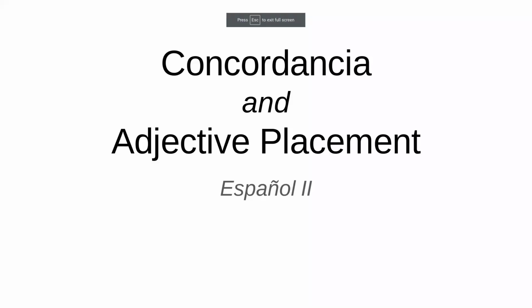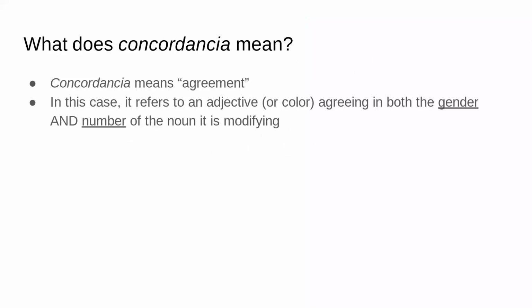In this video, we are going to take a look at two different concepts and how they relate to each other. The first one is concordancia, and the second is adjective placement. Let's take a look at these two ideas and how they are related in Spanish. So the first thing we have to talk about is what is concordancia?